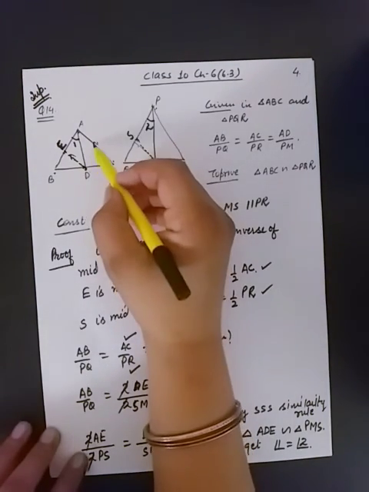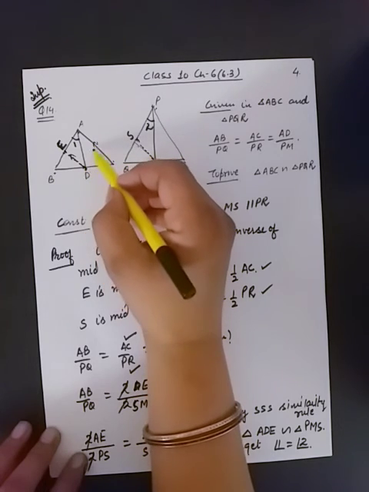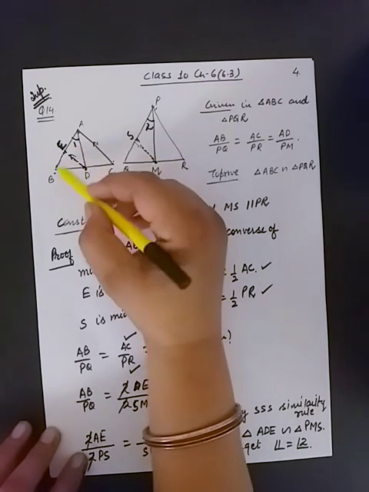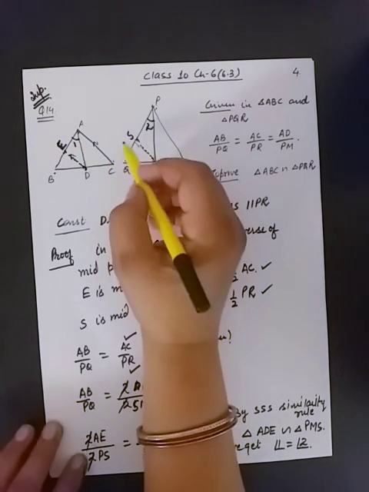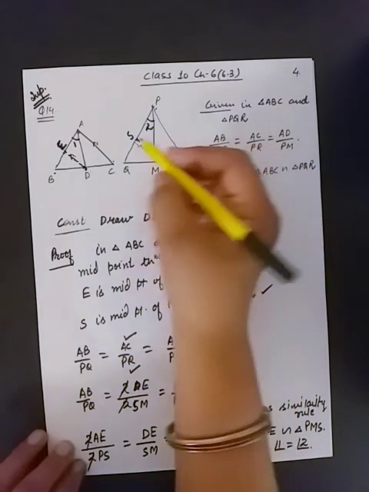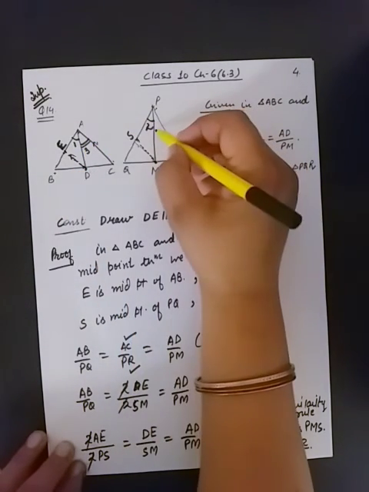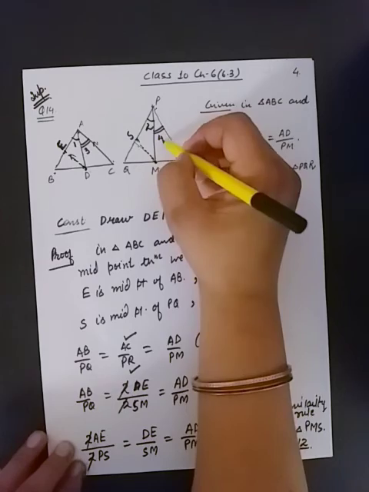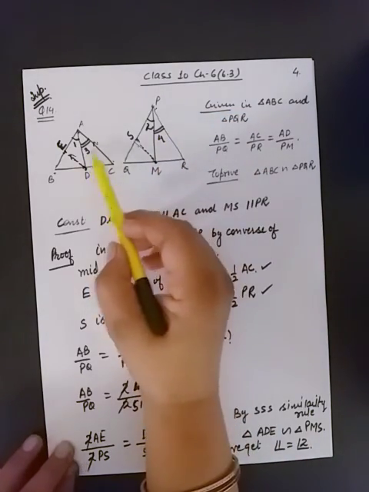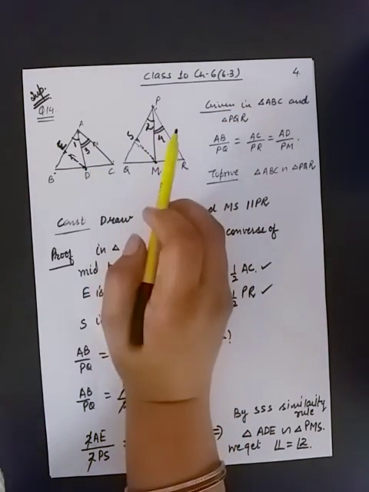Similarly, if we draw the parallel line here parallel to AB, then following the same steps we will get in the figure angle 3 is equal to angle 4.